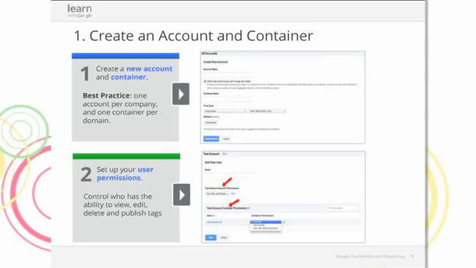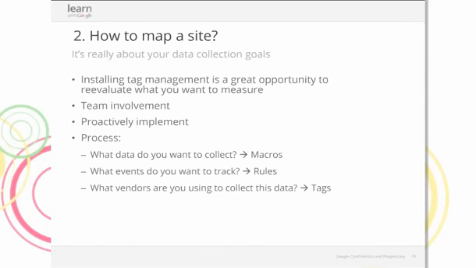Following that, once you've set up your account and your container, it's a matter of managing your user permissions. This is adding users that have the ability to view, edit, delete, or publish, or any combination of those at both the account and the container level. So we're just trying to focus in on the enterprise level usability of Google Tag Manager itself.